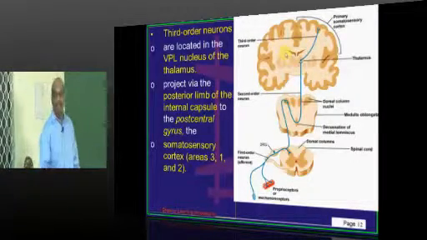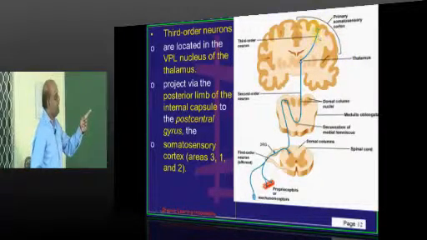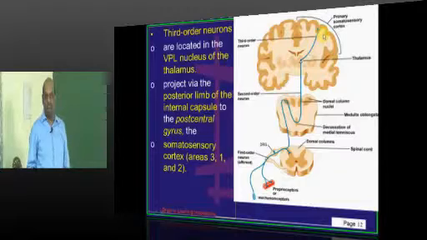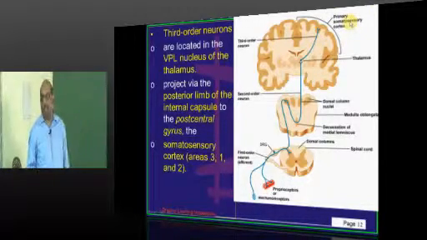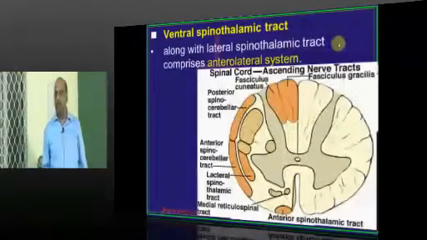Typically it will be passing and ultimately reaching the postcentral gyrus, which is the somatosensory cortex. And what is the area called as? Area 3, 1 and 2 is the ultimate reporting place. So this is all the way you go up in dorsal column.